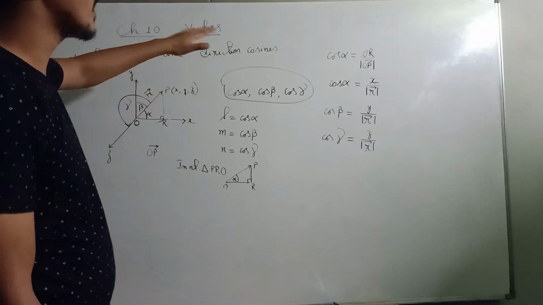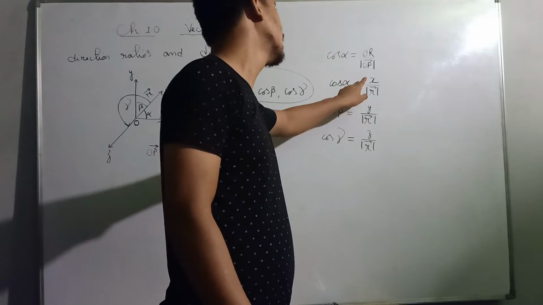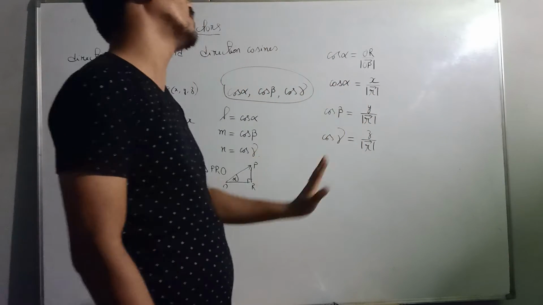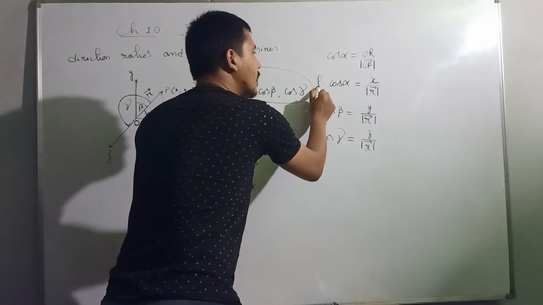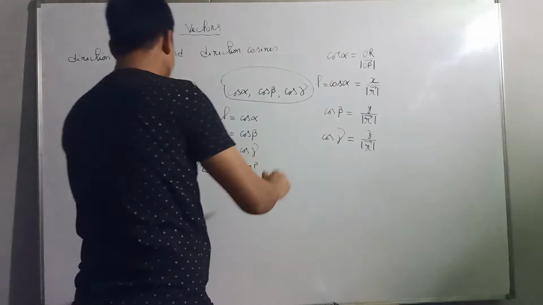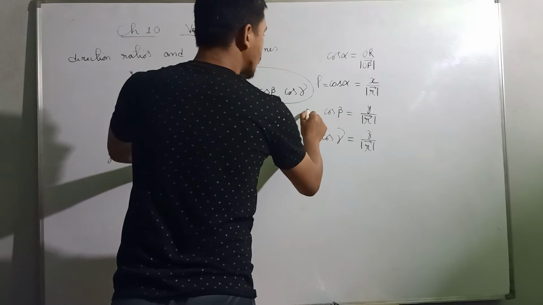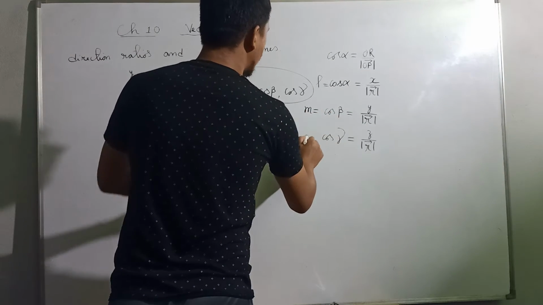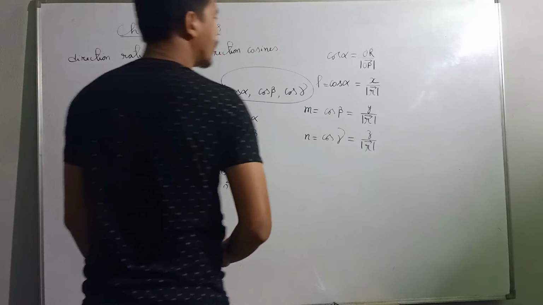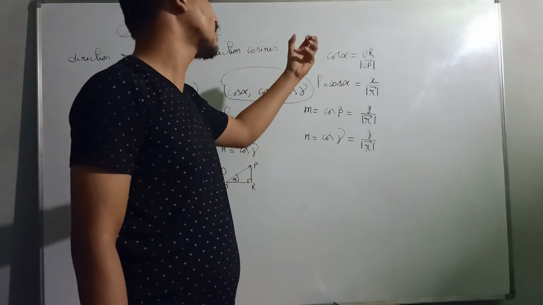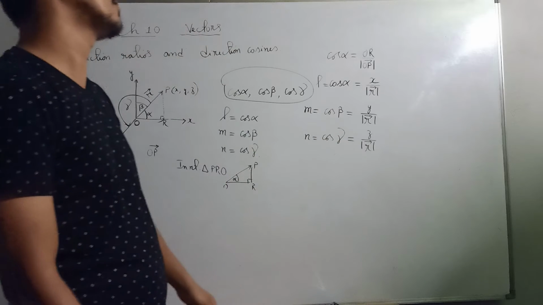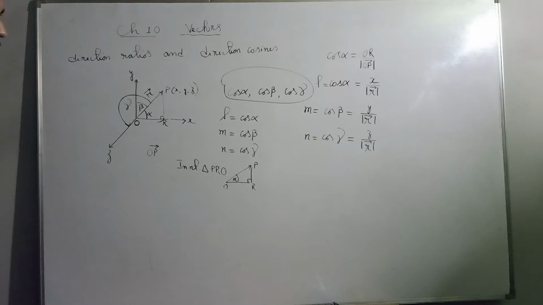Then in that case, this x, y, and z are known as your direction ratios. Okay? The x, y, and z that you have obtained are known as your direction ratios. Now what is this? This is your L, right? Cos alpha is your L. This is your M. And this is your N. Is it okay? So this x, y, and z are known as your direction ratios.